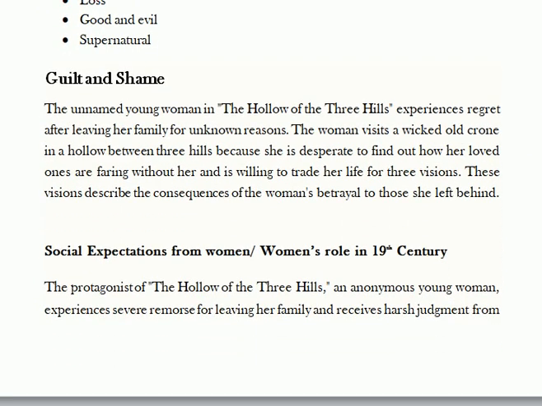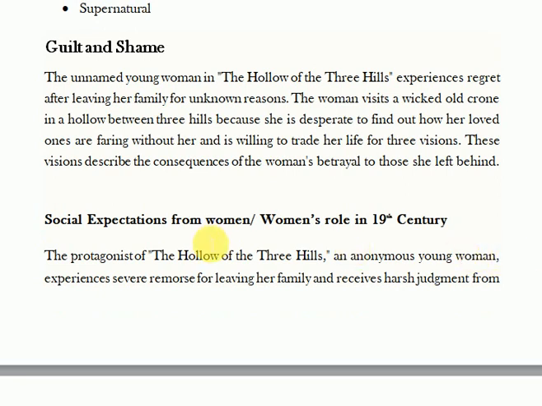Guilt and shame is the most prevalent theme, as the young woman was the victim of guilt and shame, and she experiences regret because she had left her family for unknown reasons. The reader is unaware of the reasons for which she had left her family, and she visits the wicked old crone because she wanted to know about her family and how they are doing, and in return the crone showed her three visions, and in those three visions she described the despairing attitude of the family towards her.